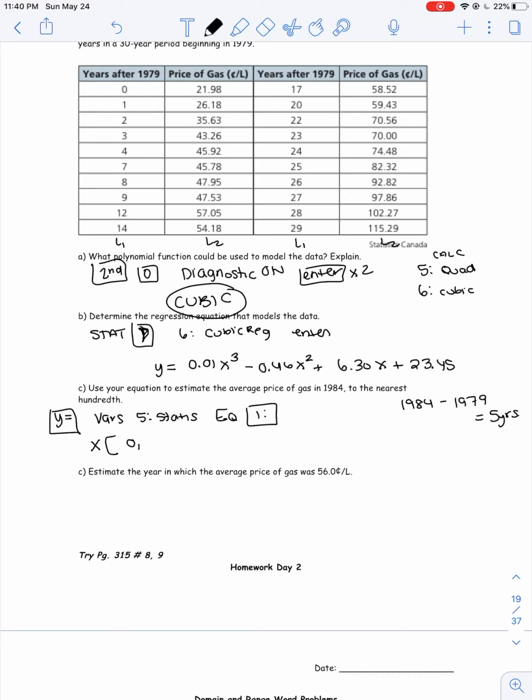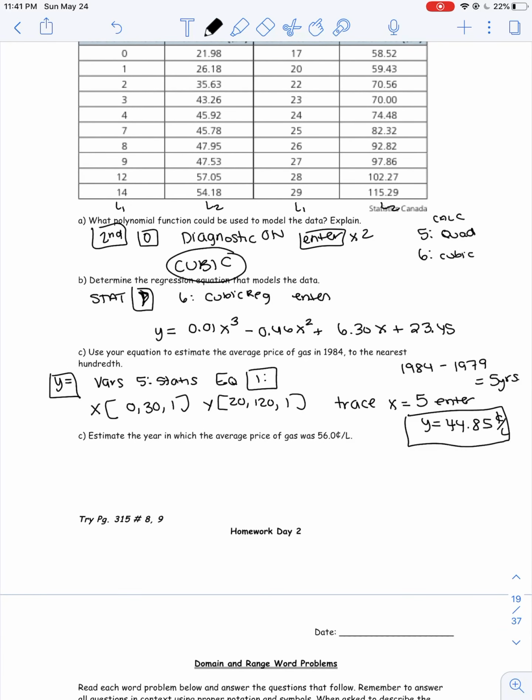Then you're going to change your window for x to go from 0 to 30. So that's going to be years after 1970, going up by 1. And for y, your y minimum, you can set from 20 to 120, going up by 1. Once you graph this, you're going to have to go trace X, you're going to enter 5 and then press enter. And if you do this properly, you should get that the Y value is about 44.85. So that's the amount of cents. So it's going to be approximately 44.85 cents per liter.